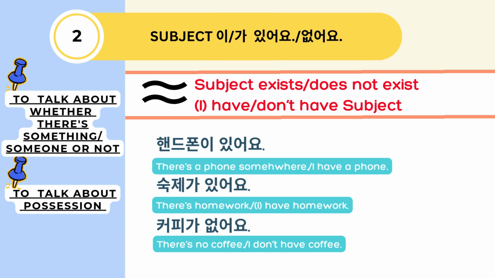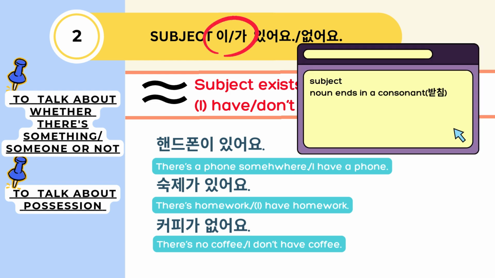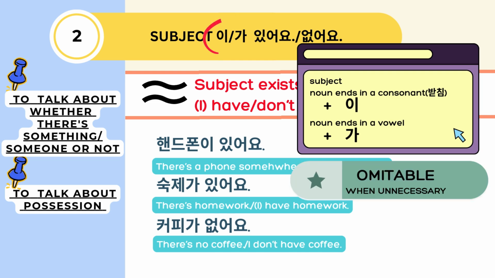Another key point, the subject marker 이/가 also follows the consonant rule. If the noun has a final consonant, use 이. If the noun does not have a final consonant, use 가. However, in many cases, the subject marker is omitted in natural conversation when the meaning is clear.